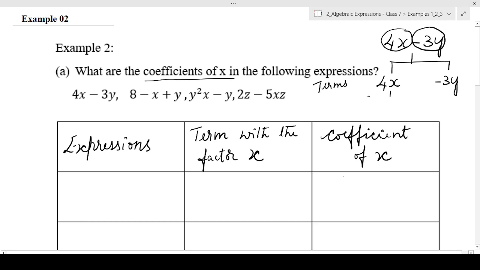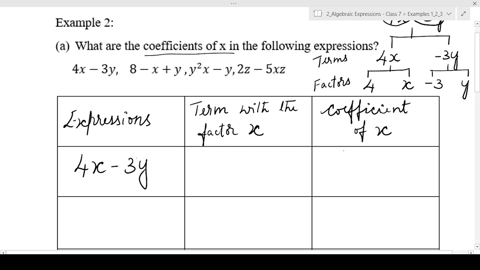And then you find out the factors. What are the factors of 4x? It is 4 and x. These are called the factors. And what about minus 3y? Minus 3y is minus 3 into y. This is something that we have already studied in the tree diagram. You can go back and refer to my previous video on the introductory part of algebraic expressions, wherein I've dealt in detail with all these aspects.